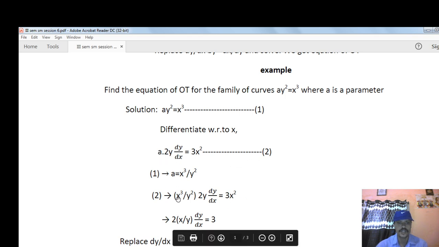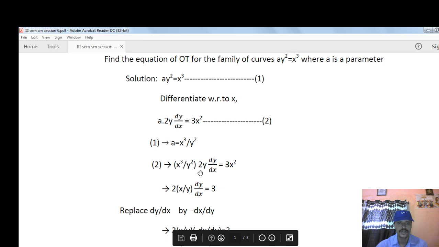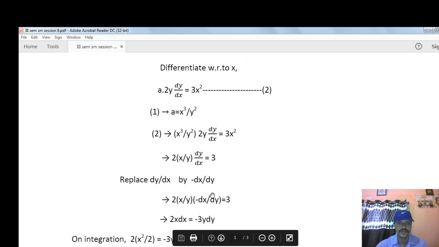Here A is x cube by y square. 2y into dy by dx is equal to 3x square. Now x square gets cancelled, 1x is remaining. y gets cancelled, 1y is remaining. That means after simplification, 2 into x by y dy by dx is equal to 3. And this is the equation where the arbitrary constant A is absent.